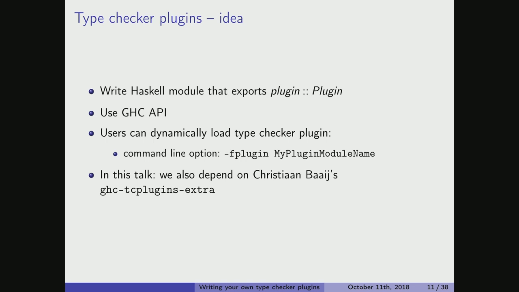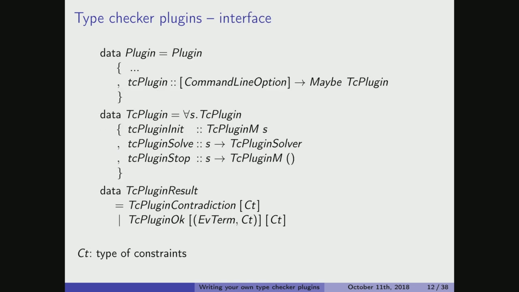And so the code that we will see in this talk will mostly depend on the GHC API, but there will also be some bits and pieces from Christiaan Baaij's ghc-tcplugins-extra, which provides some extra tools that just make life a bit easier and a bit less bureaucratic when dealing with the GHC API for type checker plugins. So what's this interface?